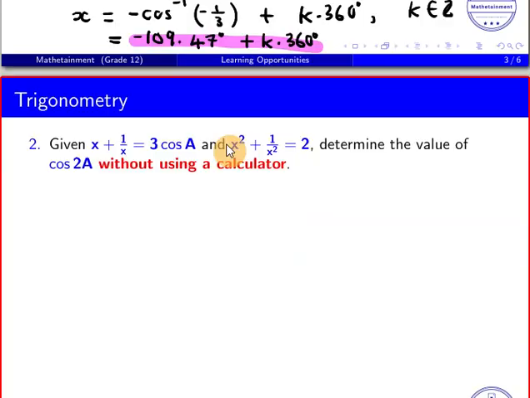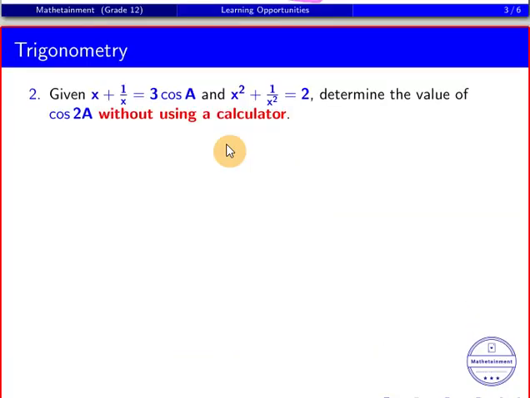Now let's look at the second question. The question was posed by the same learner, Kgosietsile Seoposengwe from Thabane High School, located in Galeshewe, Kimberley in the Northern Cape. Now this question says, given x plus 1 over x equal to 3 cos a and x squared plus 1 over x squared equal to 2, determine the value of cos 2a without using a calculator.